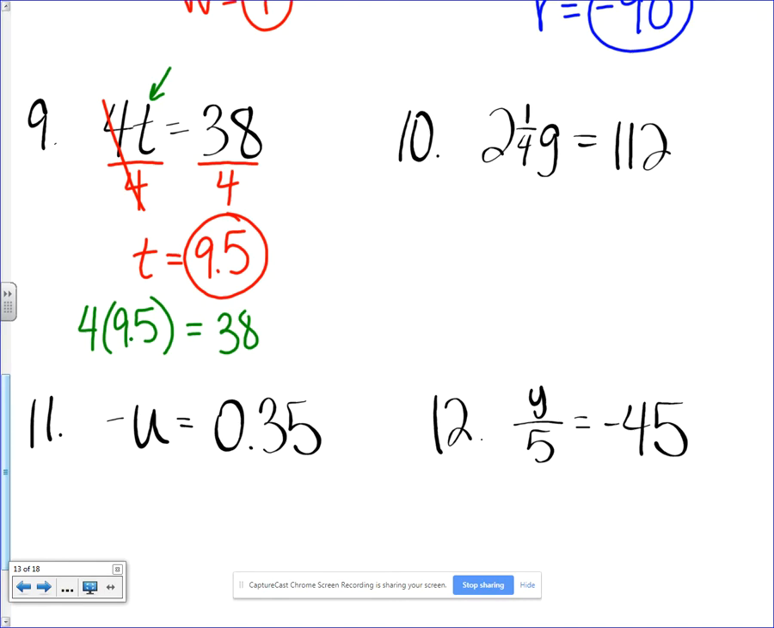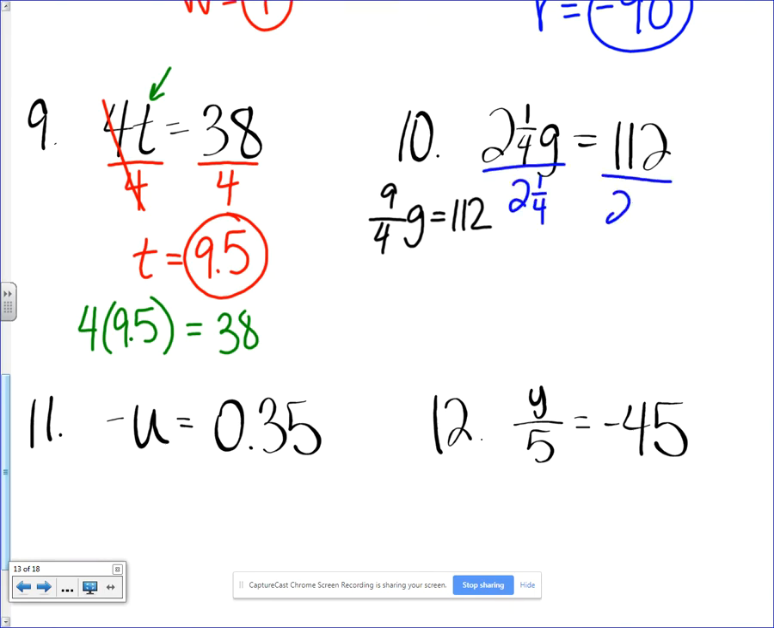Number 10, this says 2 1/4 g. Now, if you don't like that mixed number up there, you could rewrite it as an improper fraction. Remember how you do that. You take the whole number of 2, multiply it by the denominator of 4, that gives you 8. Then you add the numerator of 1. So this is the same as 9 over 4g equals 112. So you can solve these either way. You can leave the mixed number or you can deal with the improper fraction. I'll do it both ways just to show you how this works here.